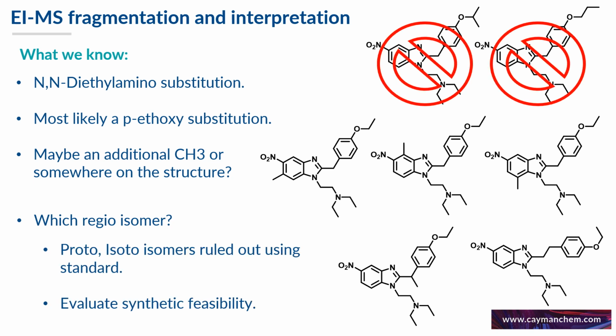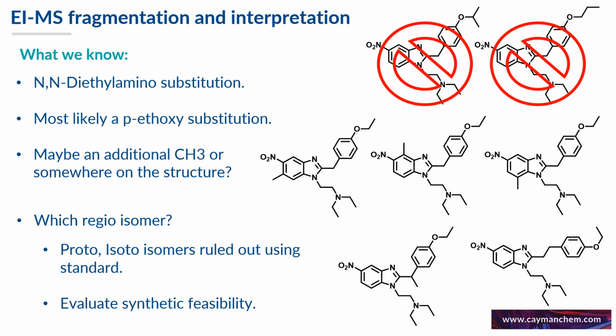Protonitazene and isodonitazene were eliminated at the get-go with standards. We also have a methyl that can be located in the 6, 4, and 7 position on the benzimidazole, and also 2 other options where the methyl can be added to the benzyl substitution as well. And when we receive an unknown, here are some of the things that we consider when we propose a structure.